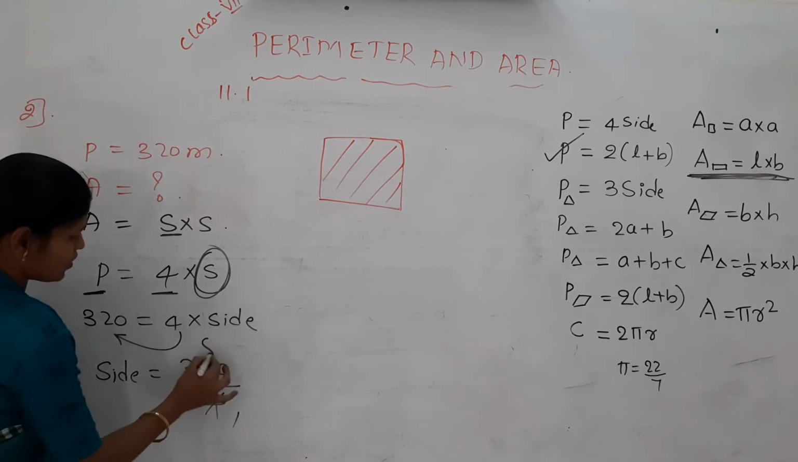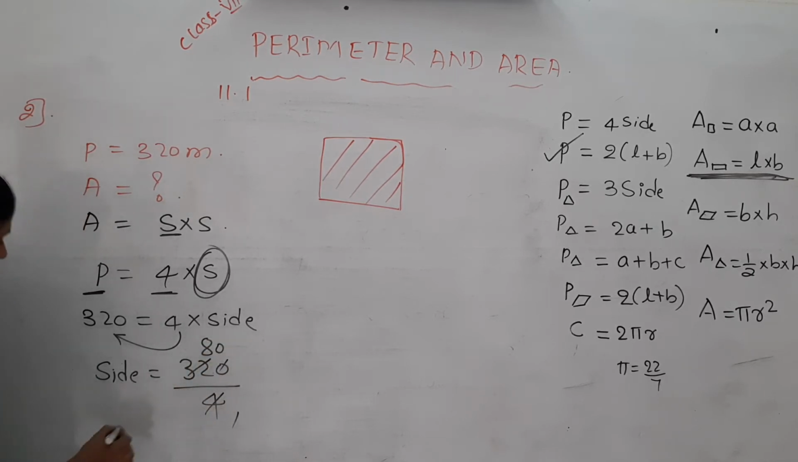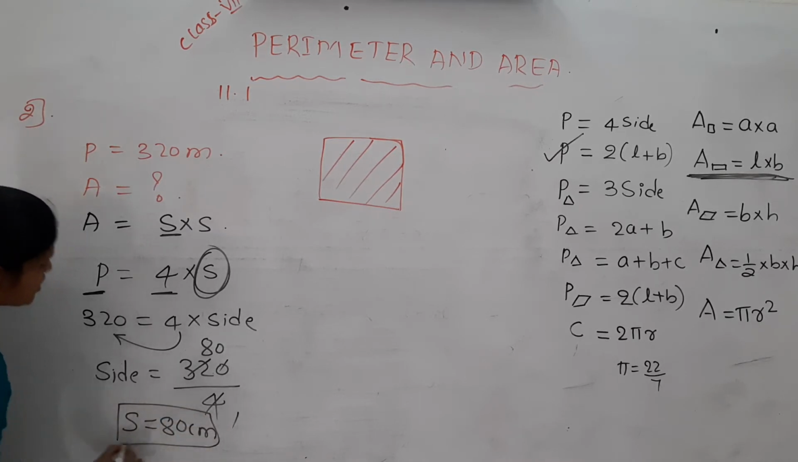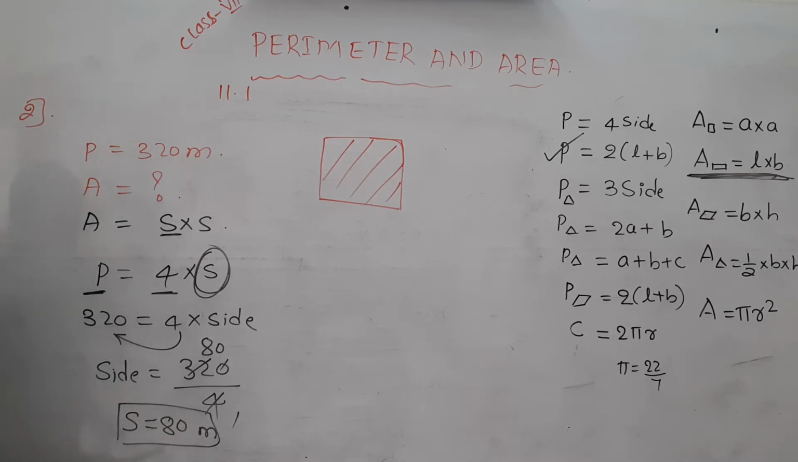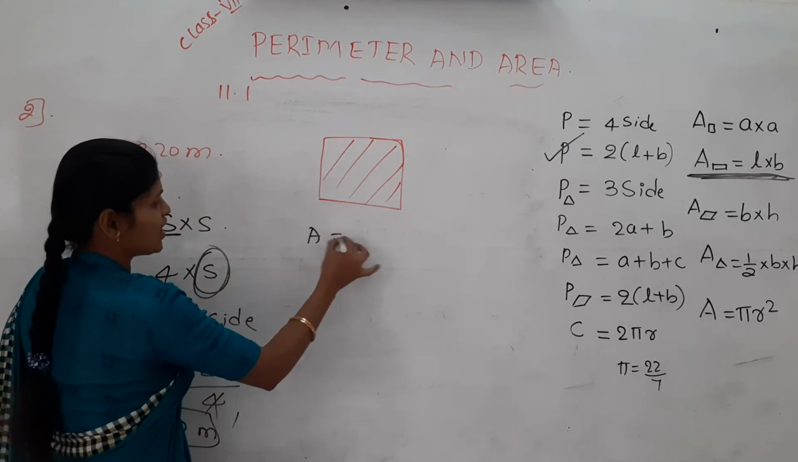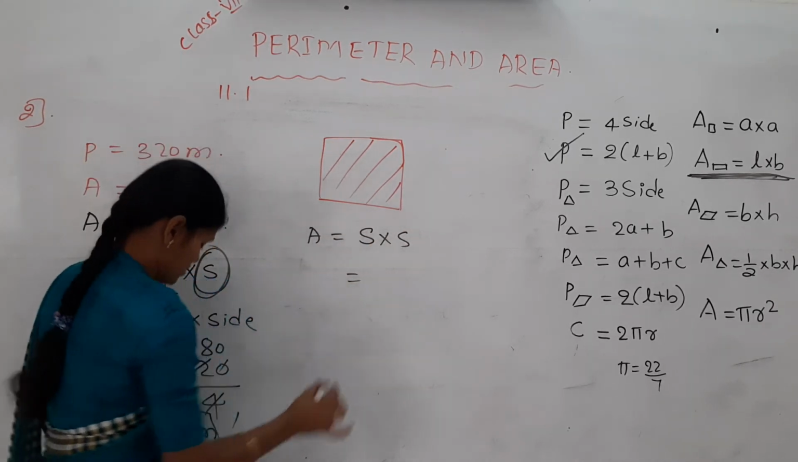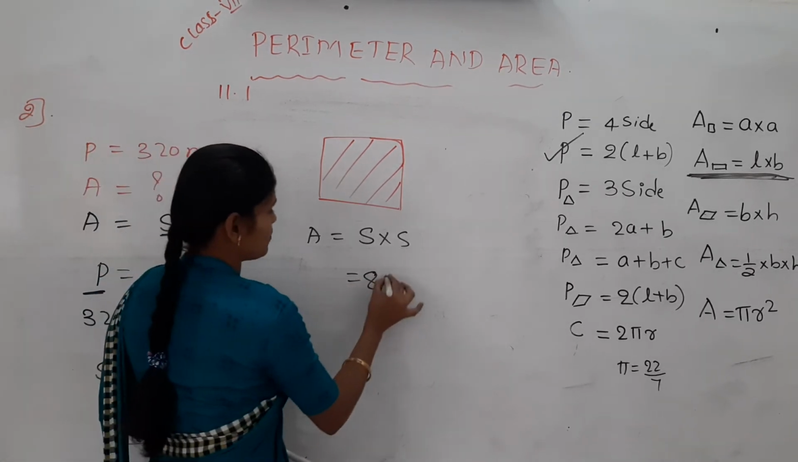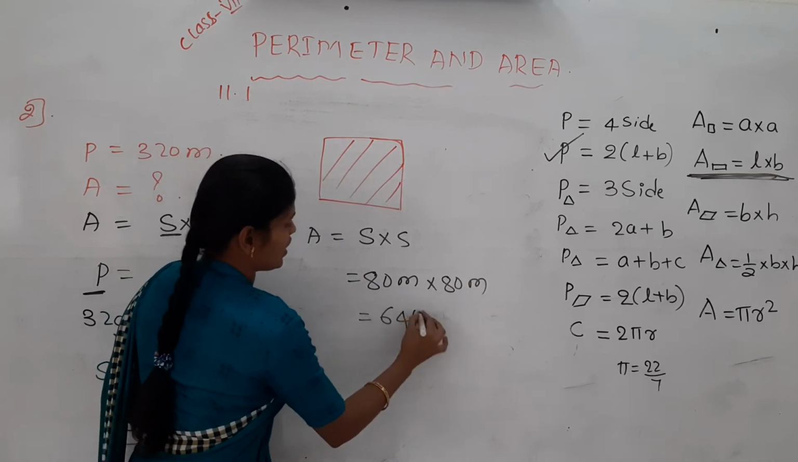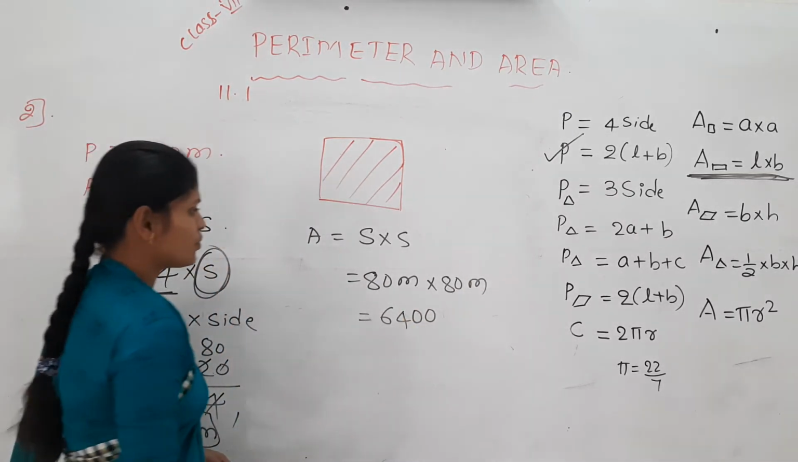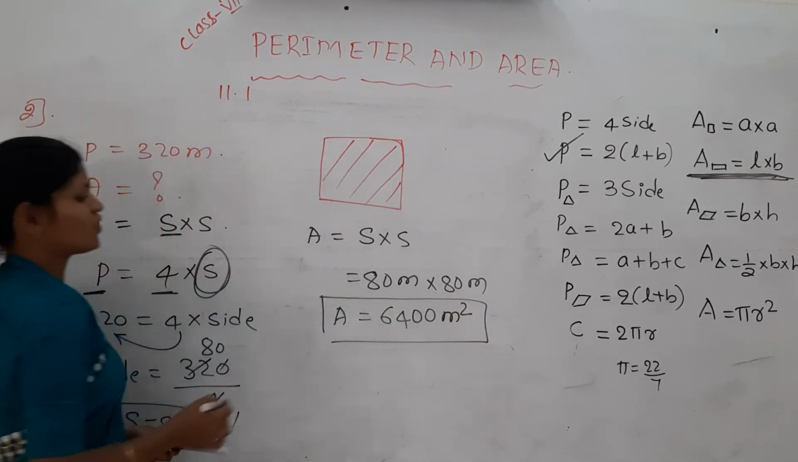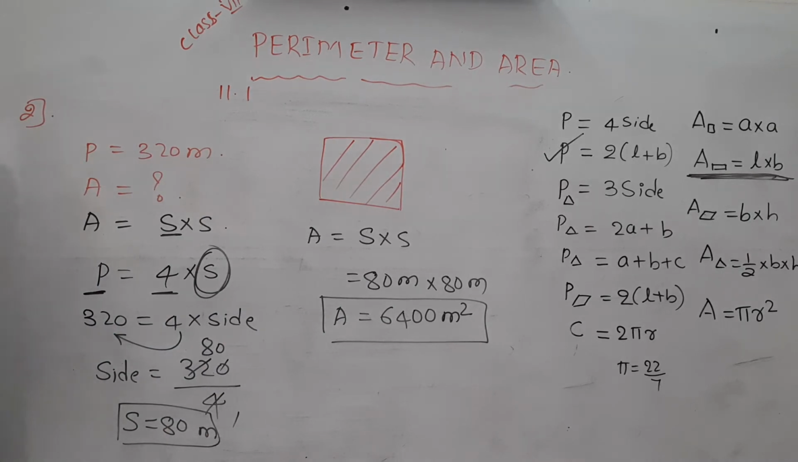4 1s are 4, 8s are 0 as it is. Now side is equal to what? 80. Which is it, centimeter or meter? Meter. 80 meter into 80 meter. 8 8s are 64. 80 into 80, 6400. Meter into meter, meter square. So area of the square is what? 6400 meter square. Yes, so this is the answer.